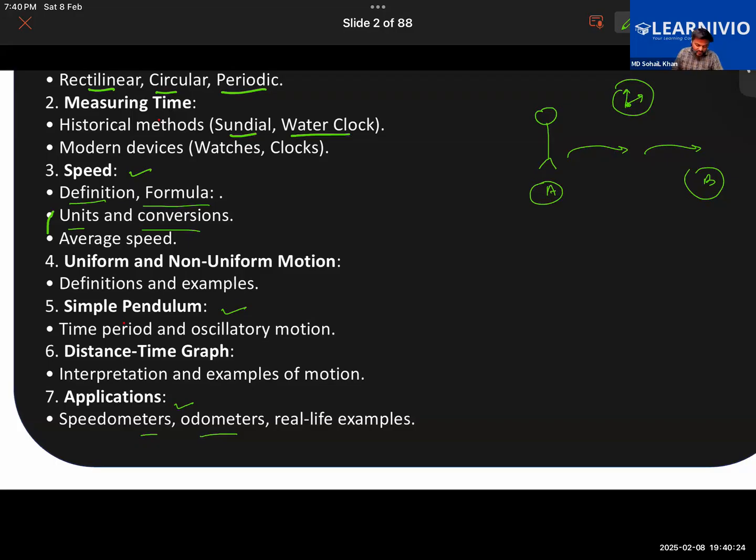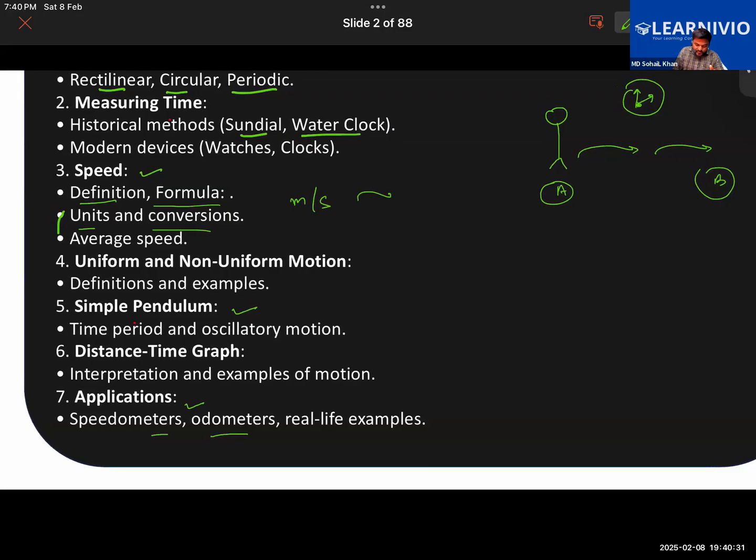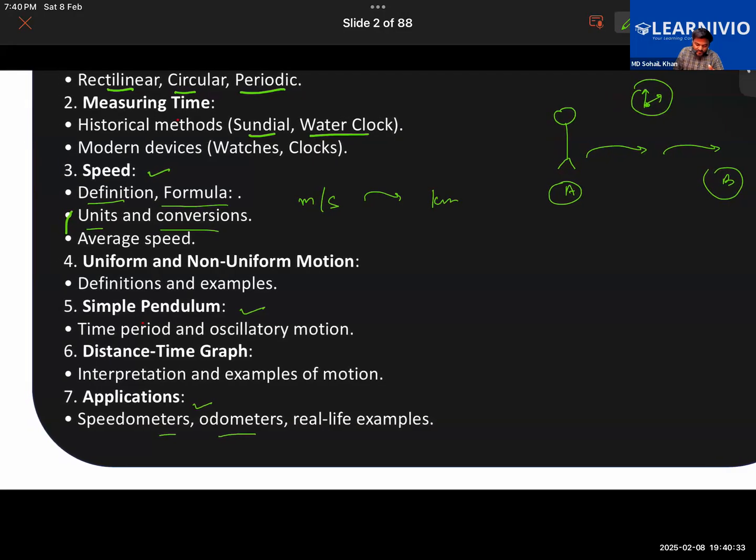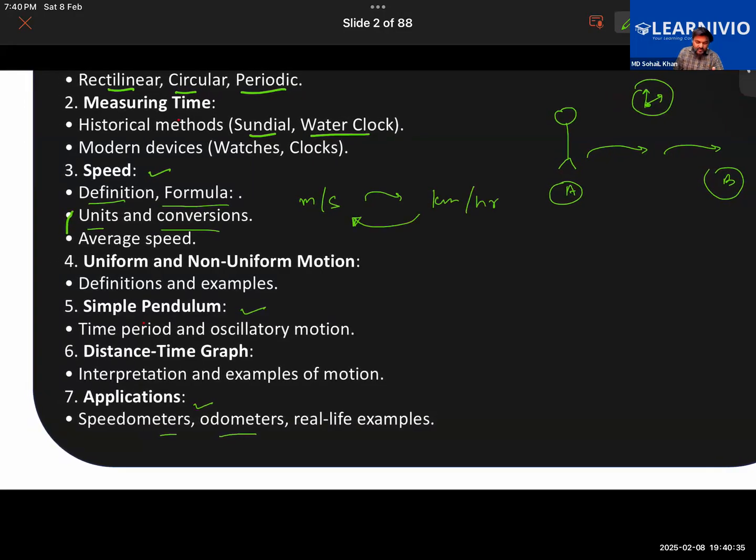Particularly, how you can convert a speed from one unit to another, like from meter per second to kilometer per hour, and from kilometer per hour to meter per second. And I guess this is what confuses you, Fatima. This is what you found difficult to understand. So we will be doing the conversion. Okay, good. Further, we learned about uniform and non-uniform motion also.